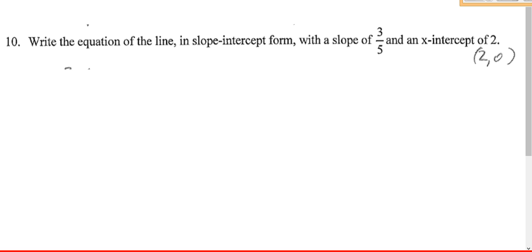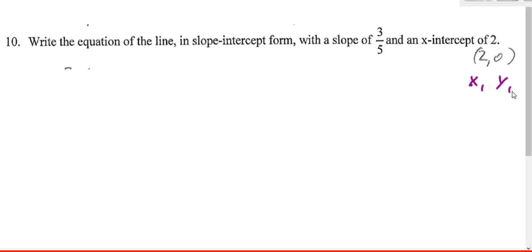Write the equation of a line in slope-intercept form given the slope and an x-intercept. So the biggest mistake here is misreading, thinking that said y. If that said y, this would be really easy. But it doesn't. It says x, which means the point is 2, 0. Think of the x-intercept as a point. So that's x1 and y1.